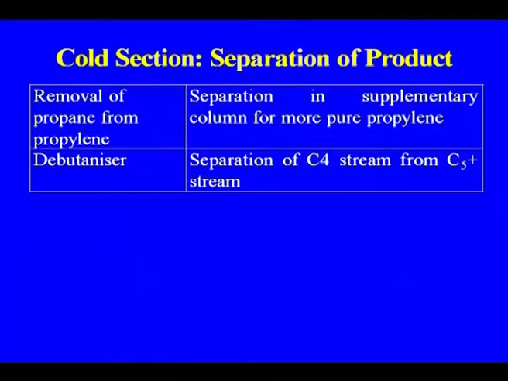So, removal of the propane from the propylene happens in the supplementary column for more pure propylene, which I showed you in the diagram where we are separating. And in the depropanizer, the C4 stream is separated from the C5 stream. The C5 plus stream will be separated as the bottom product, and C4 and some C5 stream will go to the top product, and the rest, C5 plus, will be in the bottom product, which is called the pyrolysis gasoline.